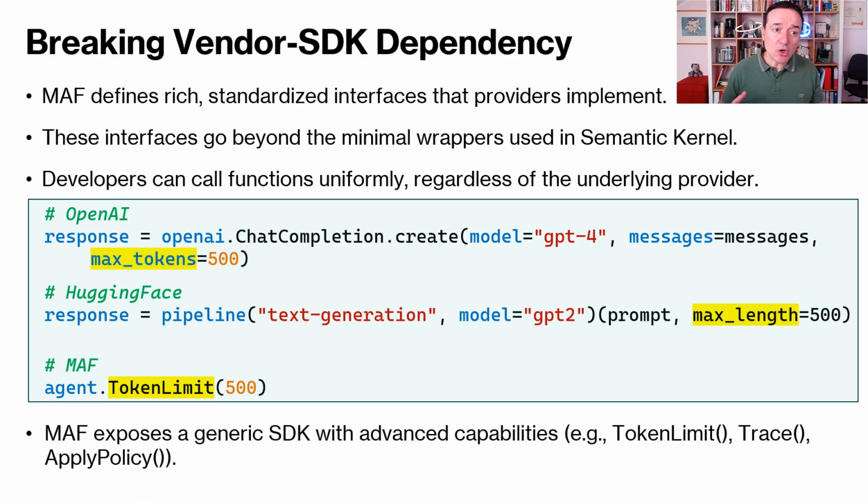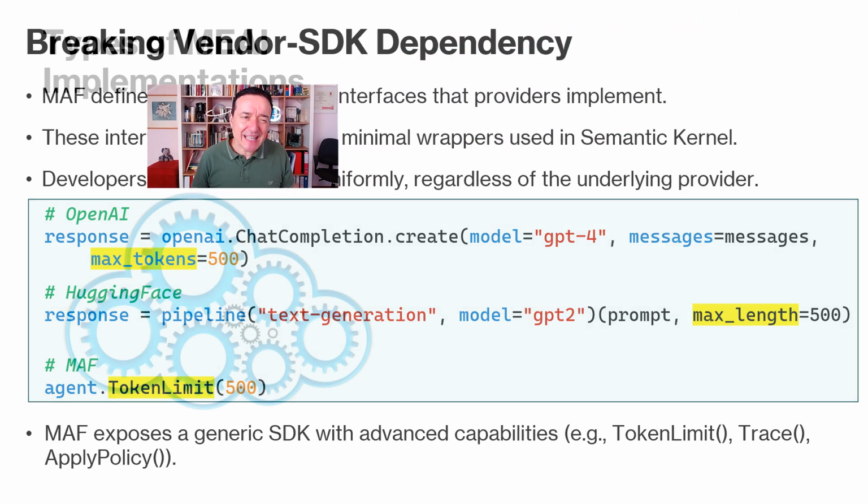With MAF, then, all agents expose the same set of methods, like token limit, but also more advanced methods like trace, apply policy, retry policy, and the developer can use MAF's common methods, which will automatically be mapped to the original ones by the provider's extension libraries. This means that the developer doesn't need to know every single original SDK, and more importantly, doesn't need to write SDK-specific code, which would not be portable, meaning it wouldn't work if we swapped the underlying model with another.